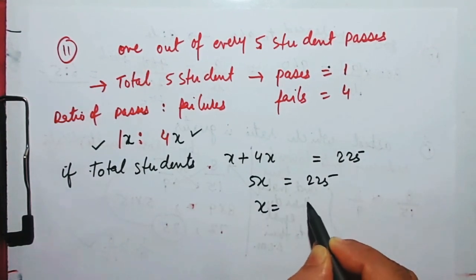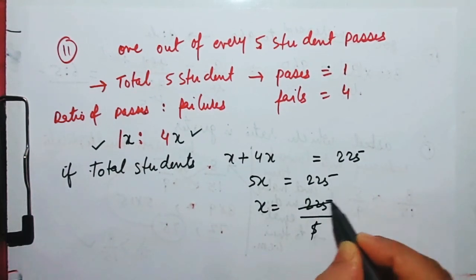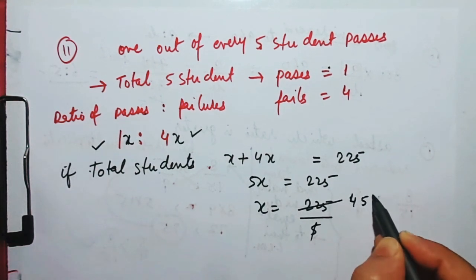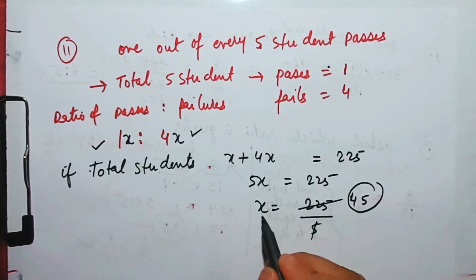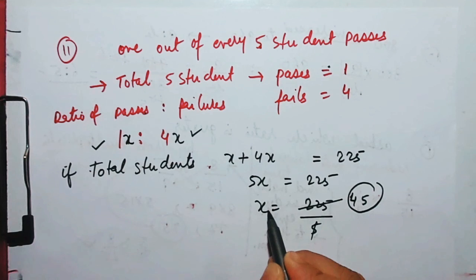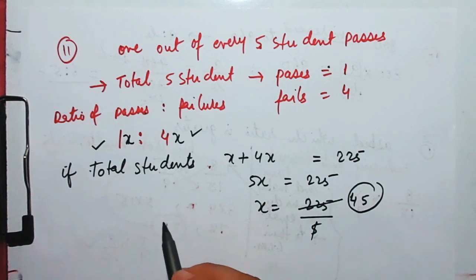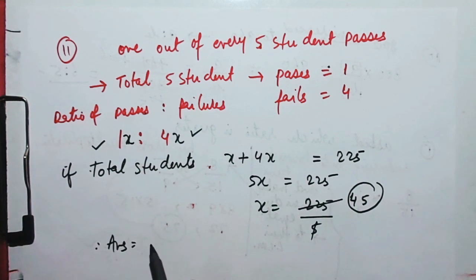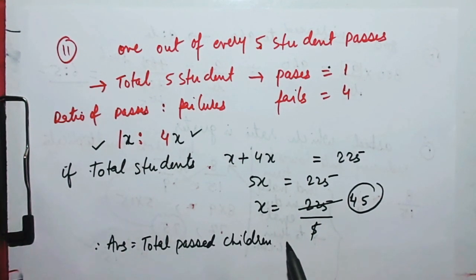So x will be equal to 225 by 5. 5 how many times? 5 times 40 is 200, 5 times 5 is 25. So the value of x is equal to 45. Now what is x? x is the total number of students who passed. So the total number of students who passed is equal to x. Therefore your answer is total passed children is equal to 45.